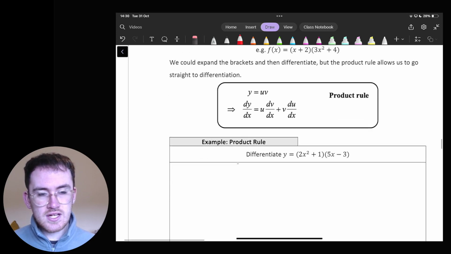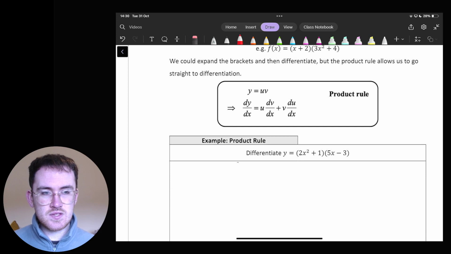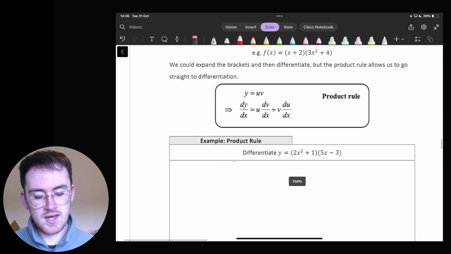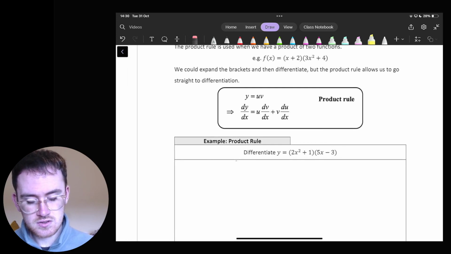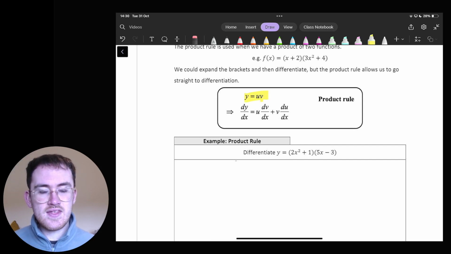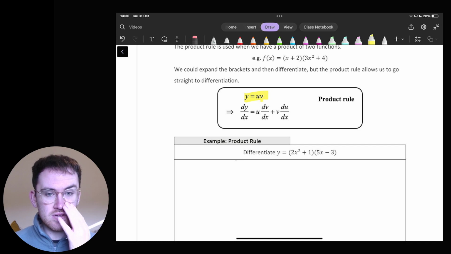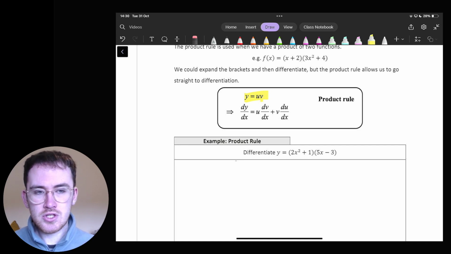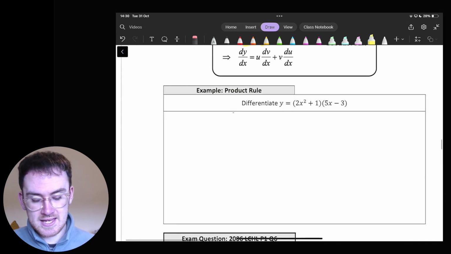Now the product rule is laid out in this way in your log tables. So if you have a function y that is made up of two smaller functions u and v, then to get the derivative dy dx, that would be u dv dx plus v du dx. So this is not one that you need to learn off, it's in your log tables, but you obviously need to be able to apply it.